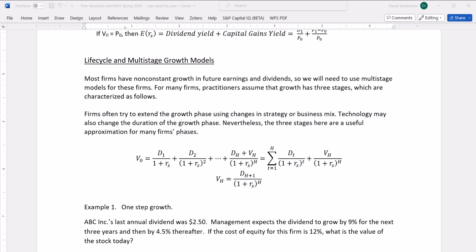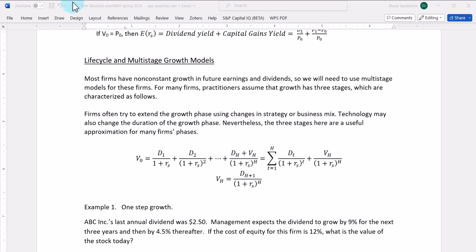And so then they'll start to diversify that product a little bit, maybe adding features, maybe changing it, maybe offering different varieties of the product or service that they offer. Sometimes companies go out and diversify by buying other businesses or creating other products or services that they can sell, and they do this in an effort to extend their life cycle, and especially the growth stage of their life cycle. And so what I have here says technology may also change the duration of that growth cycle. Nevertheless, the 3 stages here are a useful approximation of many firms' phases.